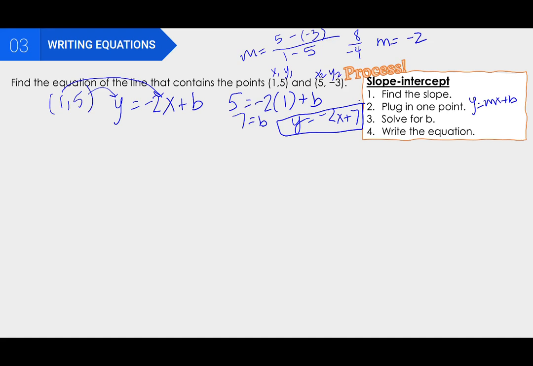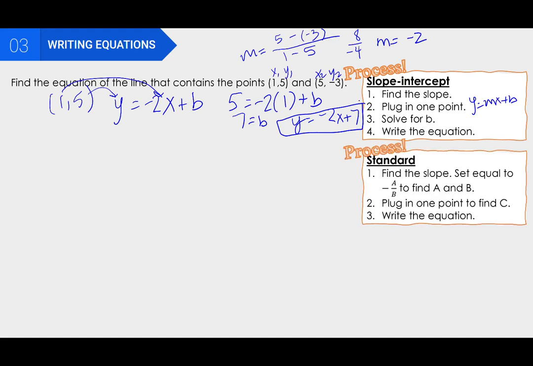Let's try this out again with standard form. Find the slope, check. The slope is -2. You can even write -2/1. Set equal to -a/b to find a and b. All right, so -2 is -a, so that means a has to be 2 to give me that -2. And b has to be 1.